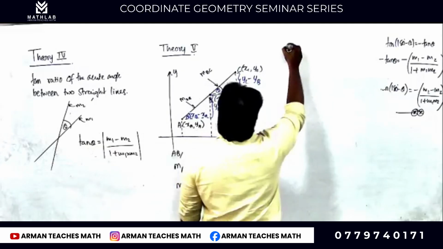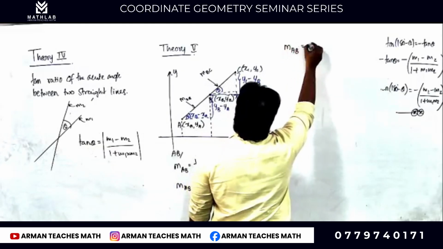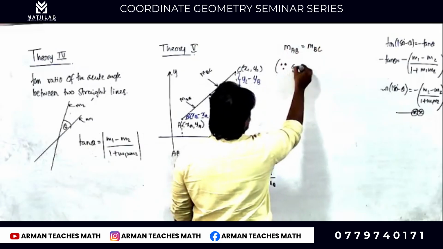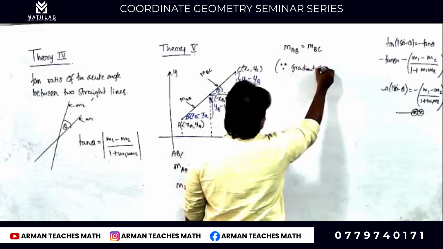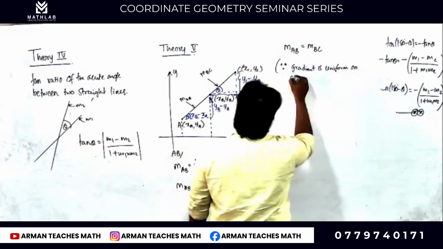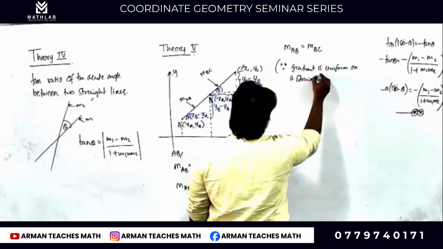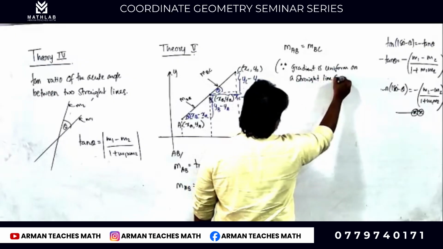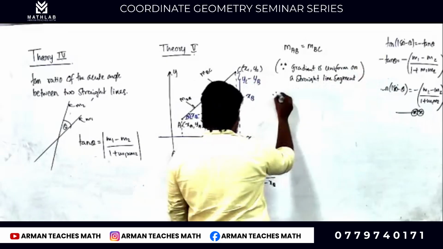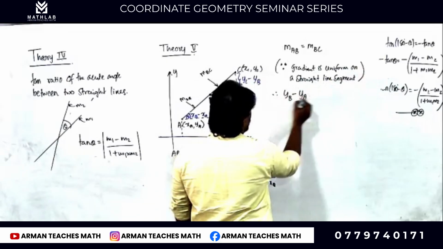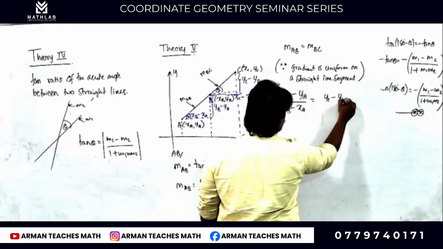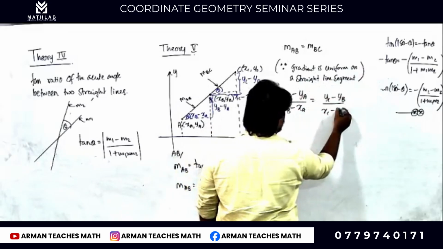So MAB is equal to MBC. What's the reason? Because gradient is uniform on a straight line segment. Gradient is uniform on a straight line segment. Therefore, YB minus YA over XB minus XA is equal to YC minus YB over XC minus XB.